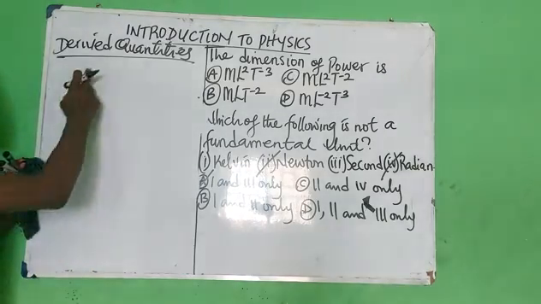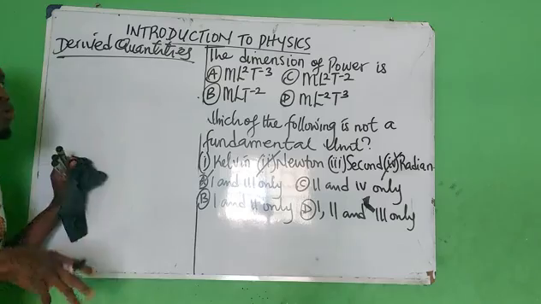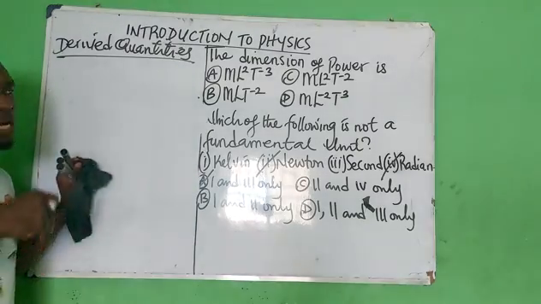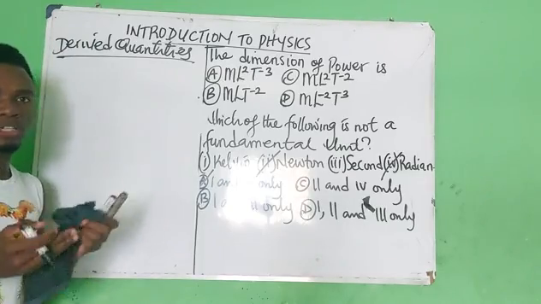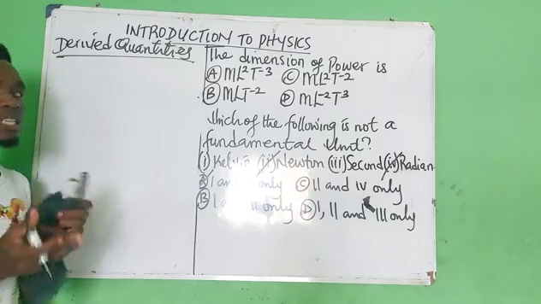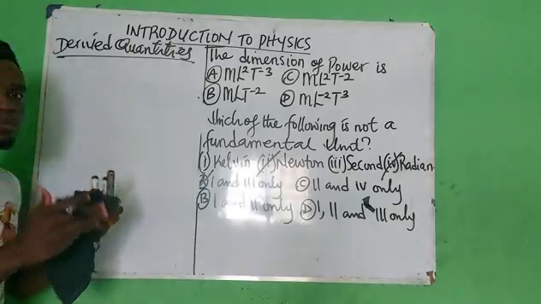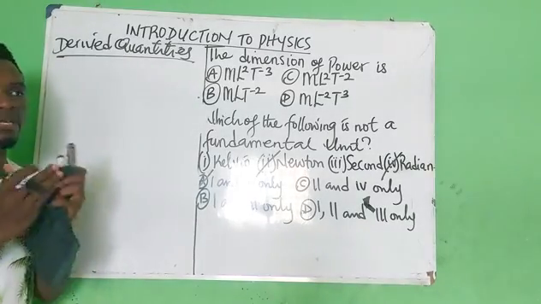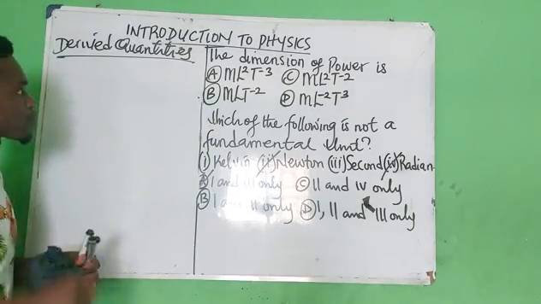I take it again. Derived quantities are quantities that are dependent on the fundamental quantities, and they are gotten or derived from them by multiplication and division. It is never by subtraction and addition. No, it is always by multiplication and what? Division. Please take note of that. It is very, very important.